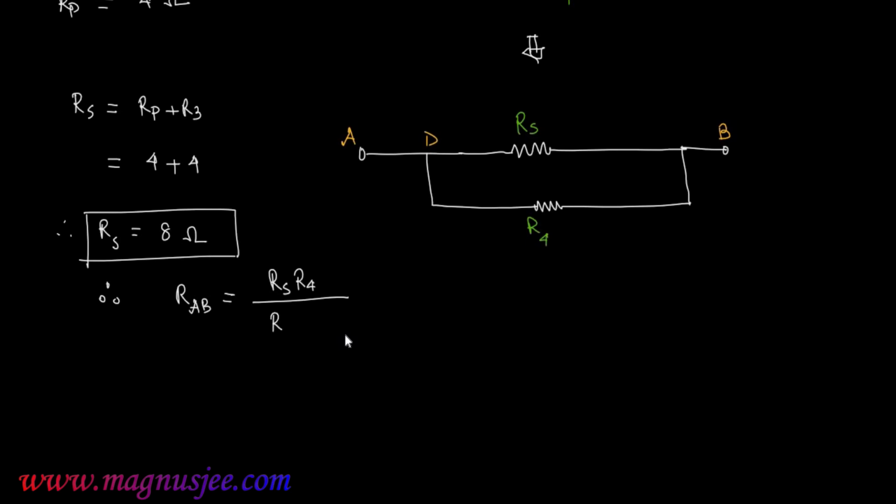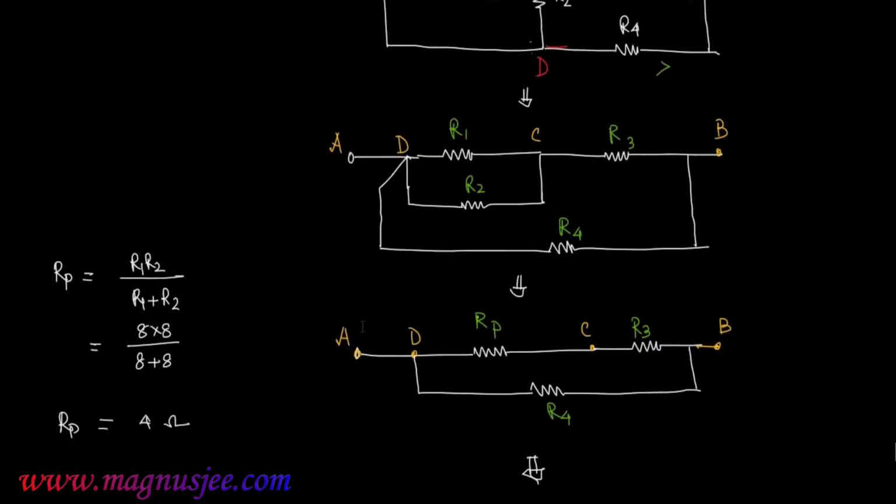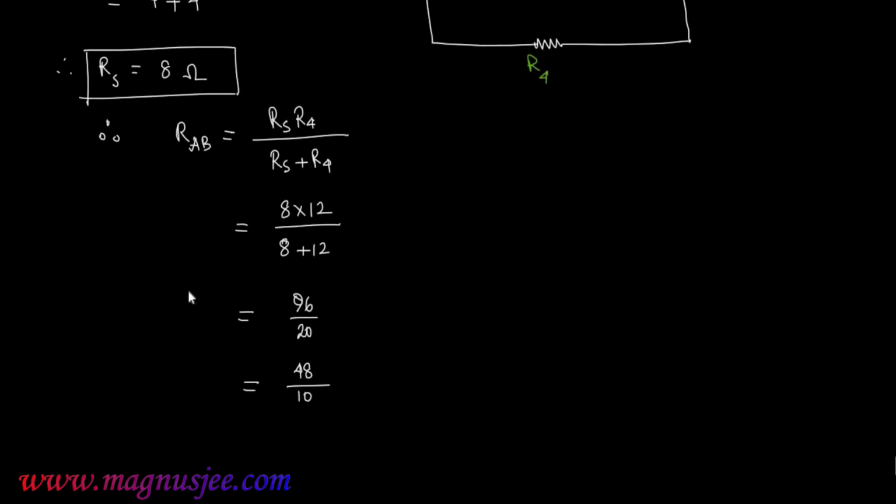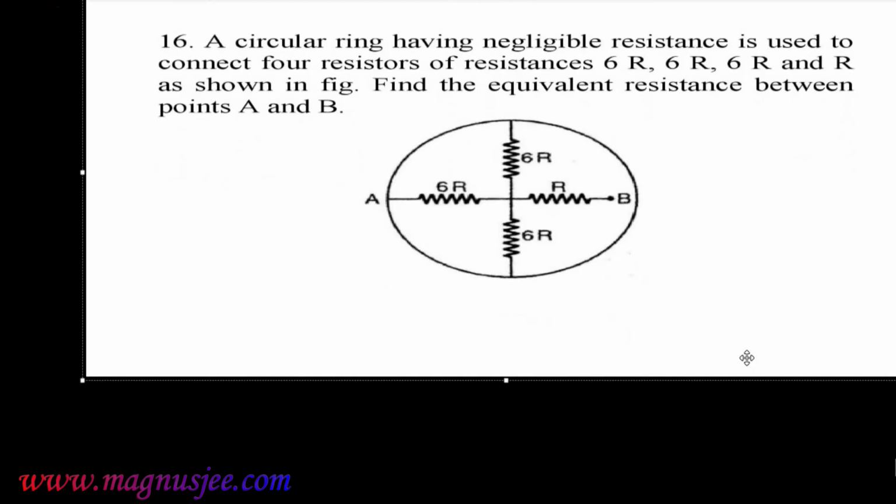Now Rab equal Rs into R4 divided by Rs plus R4. Putting the values, 8 into 12 divided by 8 plus 12, that is 96 by 20 ohm. So finally we get Rab as equal 48 by 10. Therefore Rab equal 4.8 ohm. That is the equivalent resistance between the two terminals A and B.